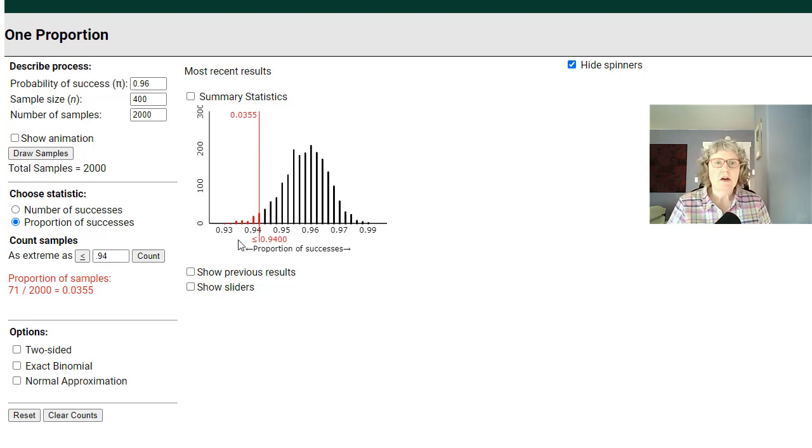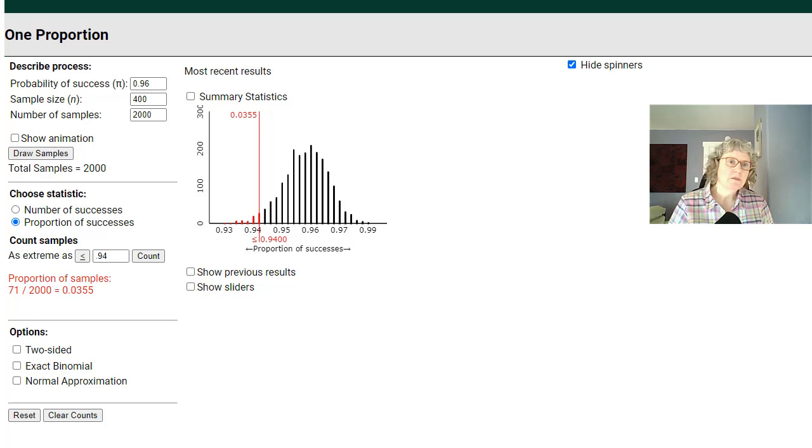So now you can see how it's red to the left, because this is a left tail test. And we have 0.0355. That's our p-value. So out of our 2,000 samples, only 71, or roughly 3.5%, got 94 or less people who figured out how to set up their smartphone with these new instructions. So we say that's rare. That's less than 5%. So that's pretty unlikely to happen under the null.